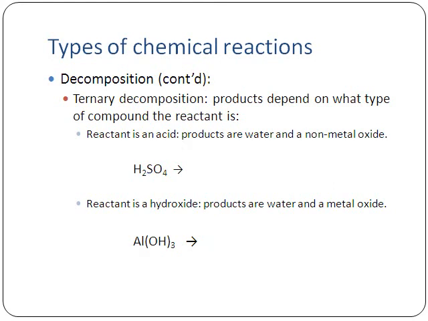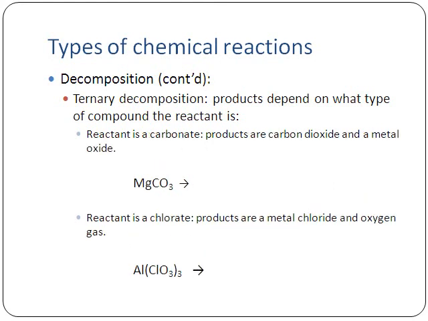So continuing, our next type is going to be a carbonate. Whenever you have a carbonate that's a decomposition reaction, the products are always carbon dioxide and a metal oxide. So for this one here, MgCO3, once again, your first step is you're going to notice that this reaction has 1 reactant, which means it's decomposition. MgCO3 makes 3 elements in the reactant, so this is going to be a ternary decomposition.